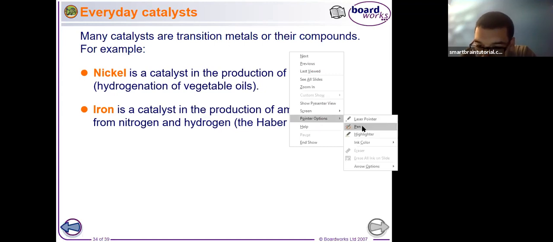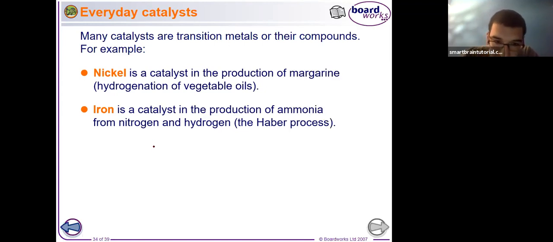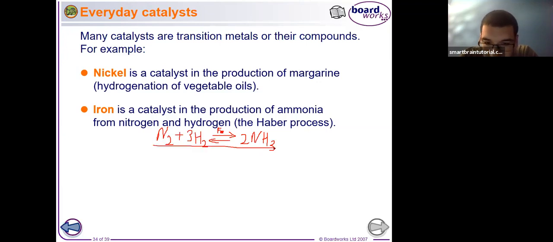I will write here the chemical equation of production of ammonia. Nitrogen reacts with 3 moles of hydrogen and produces ammonia, 2 moles. In this reaction in industry, we use iron as a catalyst. Look, Fe, the symbol of iron. This is the chemical reaction called Haber process in industry.